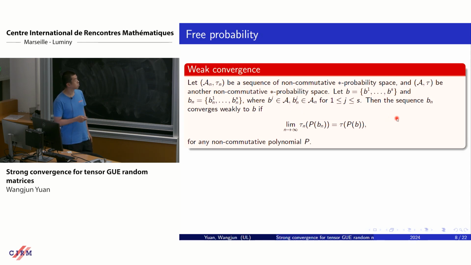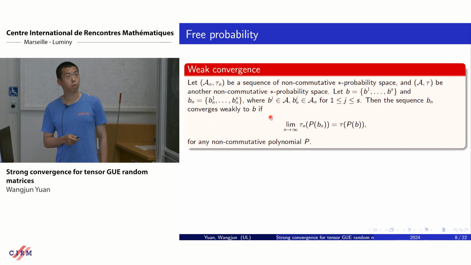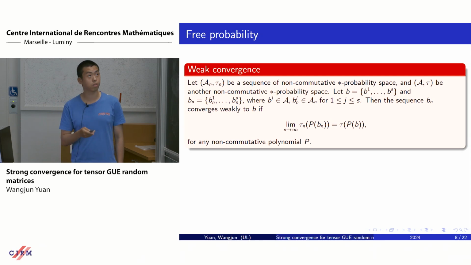Now we say that the sequence Bn converges weakly to B if for any non-commutative polynomial P, the P of Bn, we take the trace in the corresponding space, so it should be tau n, and we let n tend to infinity. If this limit is exactly tau, that's the trace of P of B. Here the P is the same P as on the left-hand side. And if this condition is satisfied, we say that the sequence Bn converges weakly to B.